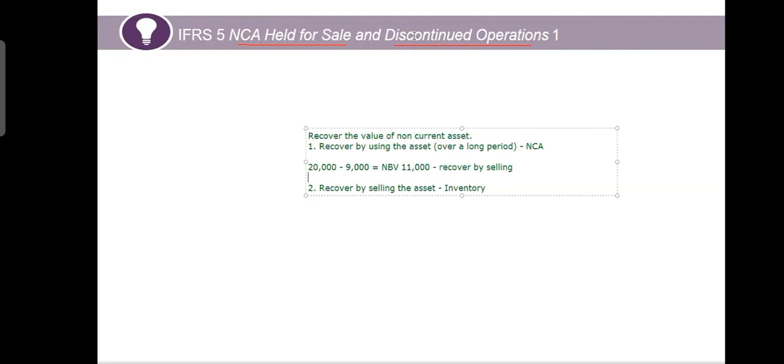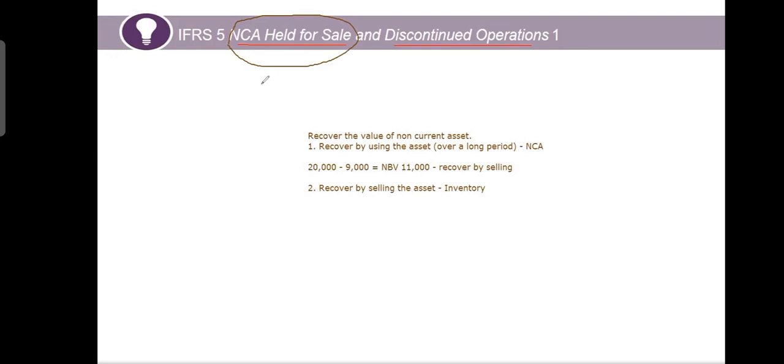This is where the topic comes in. You call it non-current assets held for sale. So this was a non-current asset initially. Usually we don't sell non-current assets. Usually we only sell inventories. But here what is happening is that a non-current asset, we are planning to sell. We are planning to sell the non-current asset. So you call it non-current asset held for sale.